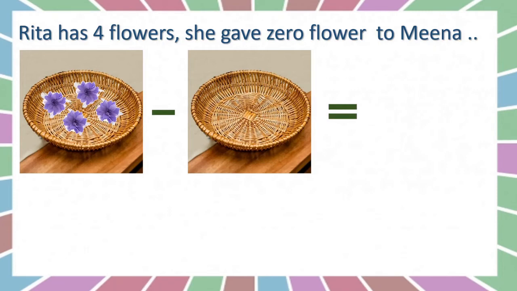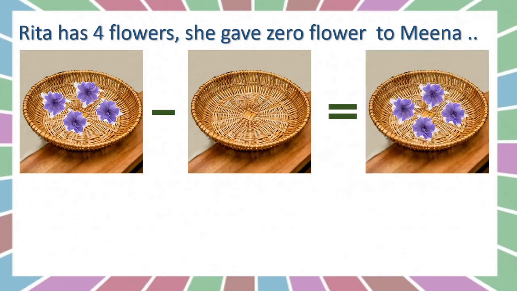Yes, come on. Tell me how many flowers are there with Rita now? 4. Very good. Because she gave 0 flower to Meena. Isn't it? We will write this in numbers. These are 4 flowers minus 0. Correct? Because she gave 0 flower to Meena. Come on. Tell me the answer for this. 4 minus 0 is equal to 4. Very good. Because you can see here 4 flowers in the basket or dish.